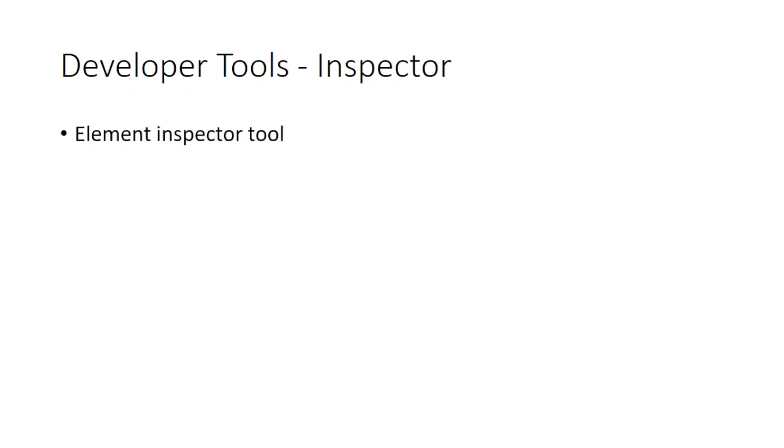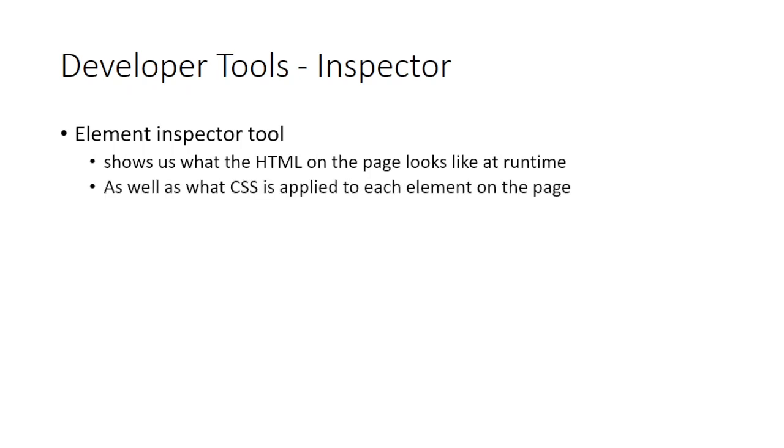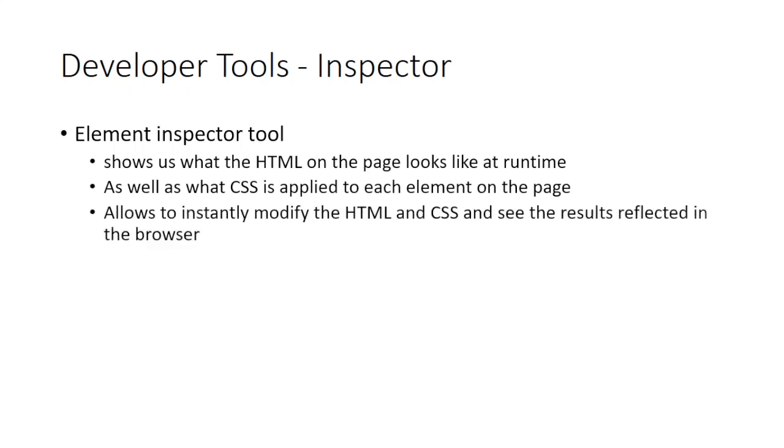The Element Inspector tool shows us what the HTML on the page looks like at runtime. And this is because we have CSS. It allows us to instantly modify the HTML and CSS and see the results reflected in the browser.